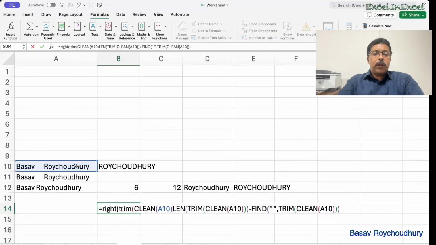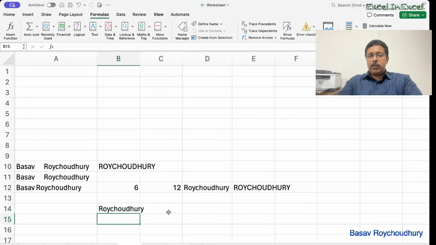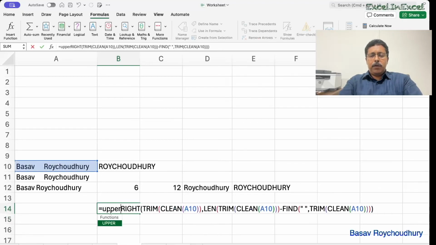Again let's be careful about the brackets. After trim I had the red bracket, so the red bracket means trim is over. That means this was trim of clean of A10, which is what A12 looks like. It has removed the extra spaces. Now from there I take 12 characters as given by this, and therefore I get Roy Chaudhary. And finally I wanted to get it in the upper format, and there we are. So that is the entire formula.